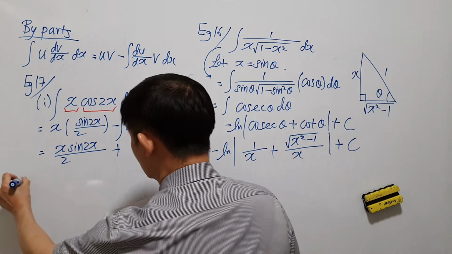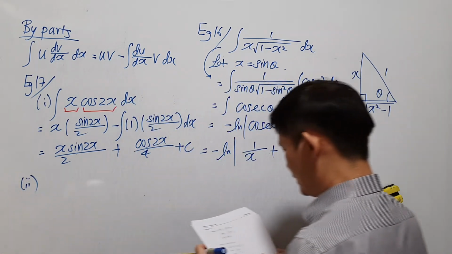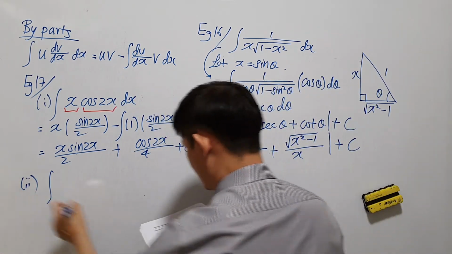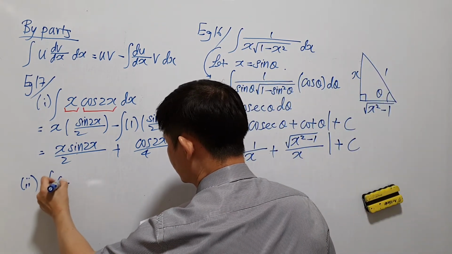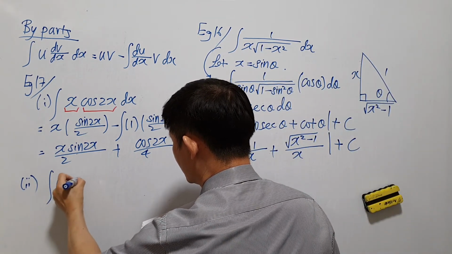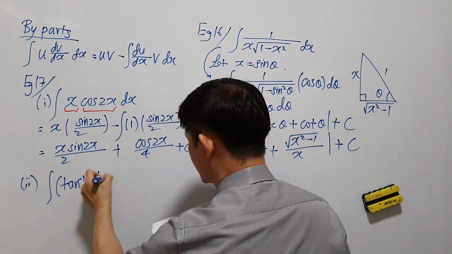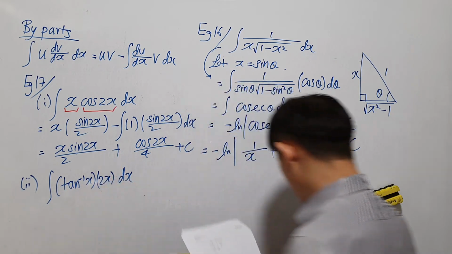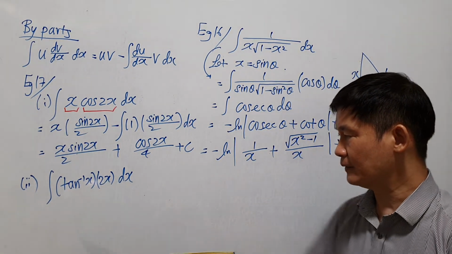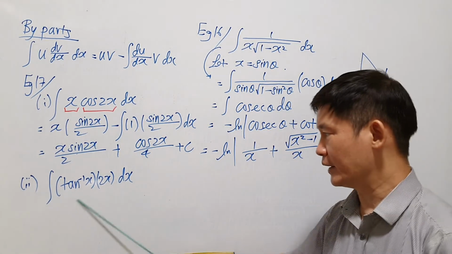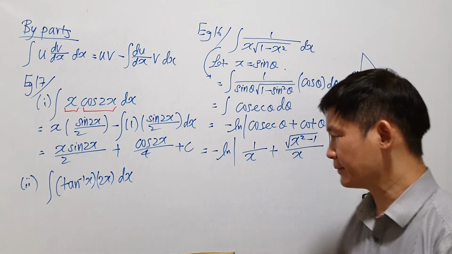Let's do 17 part 2. You have 2x tangent inverse x. Let me write this way, tangent inverse x and then 2x. Why do I write this way? Because I just want to be consistent. This is the term to be so-called differentiated. This is actually the u, and this is actually your dv dx.